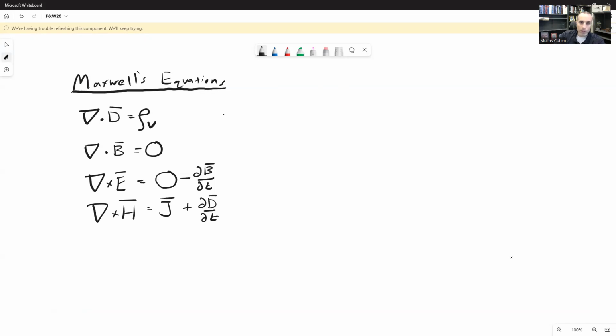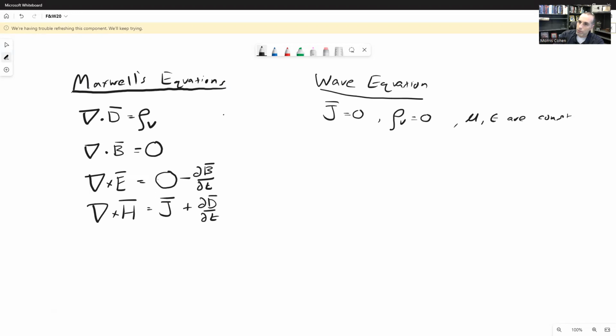From Maxwell's equations, we can derive what's known as the wave equation, which, if we assume a few things, we assume J equals 0, that there's no more sources, and that also implies that there's no charges, rho_v equals 0. We also can assume that mu and epsilon are constants. They don't vary with location, they don't vary with electric field, they're just straight up numbers. They can be complex numbers, but they're still numbers.